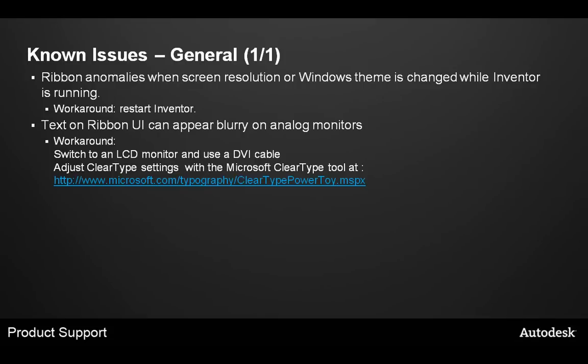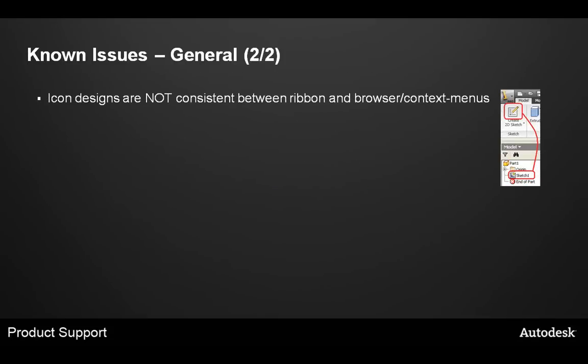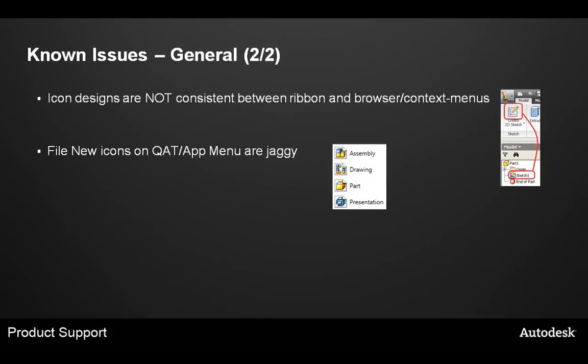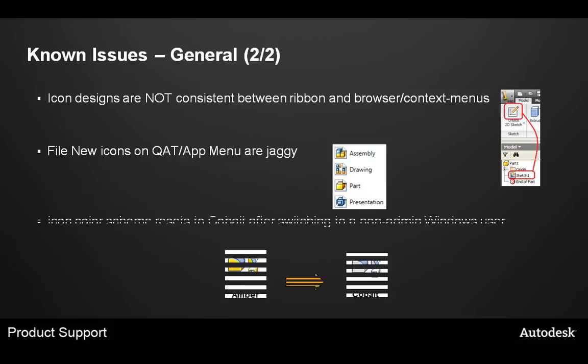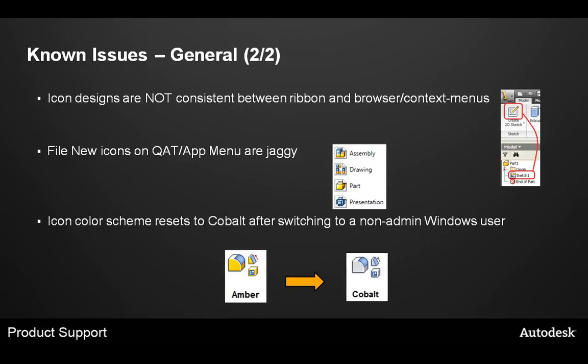A couple more general known issues. One is the fact that the icons in the ribbon are slightly different from the icons that you might find in the browser and the context menus. The 5 new icons on the quick access toolbar and the application menu are a little bit jaggy, as you can see from this example. And the third point I want to mention is the color schemes. The color scheme might reset to Cobalt if you switch to a non-admin Windows user.